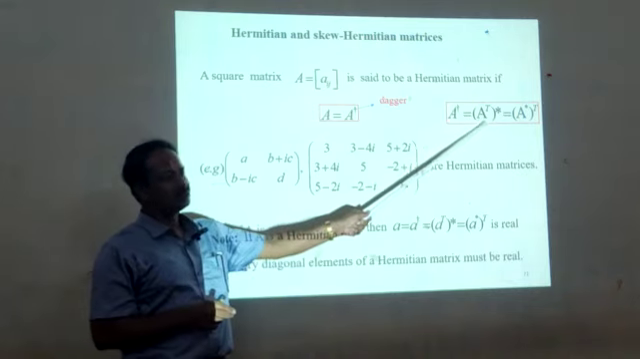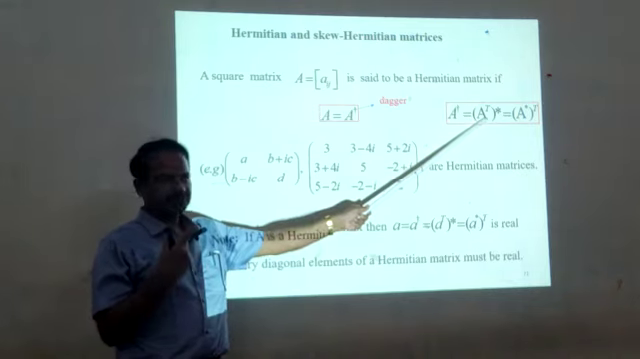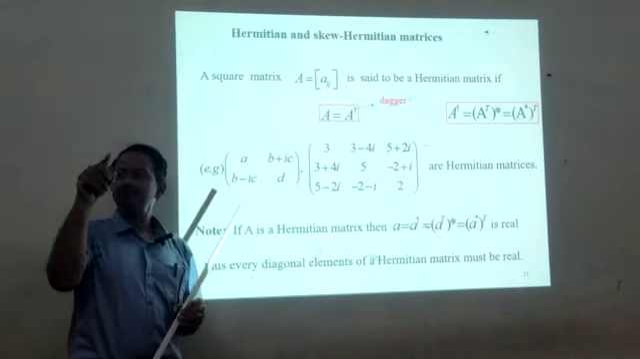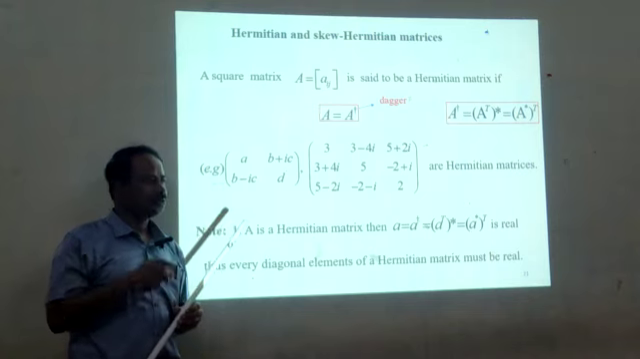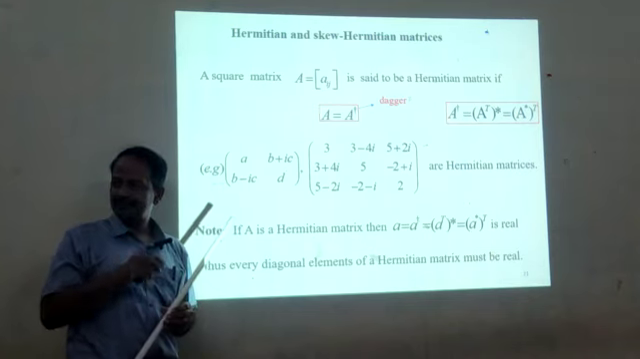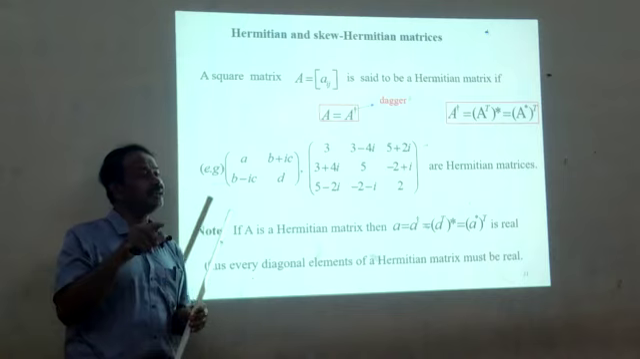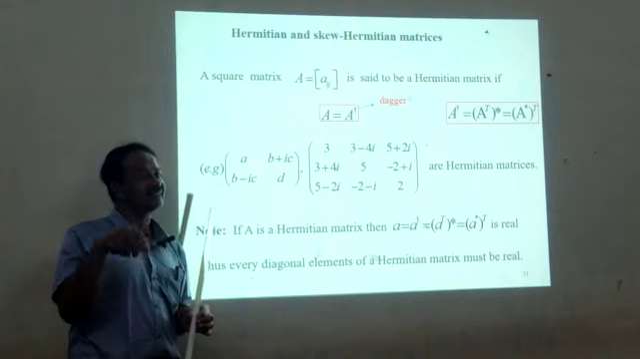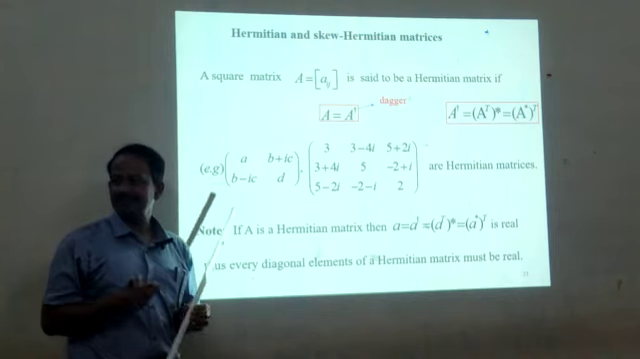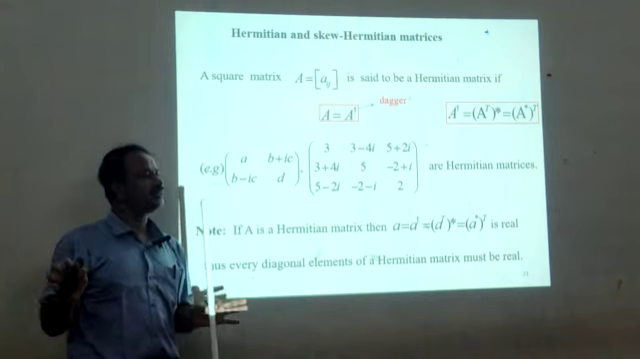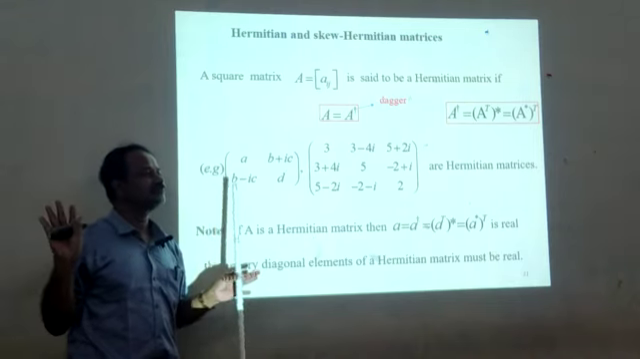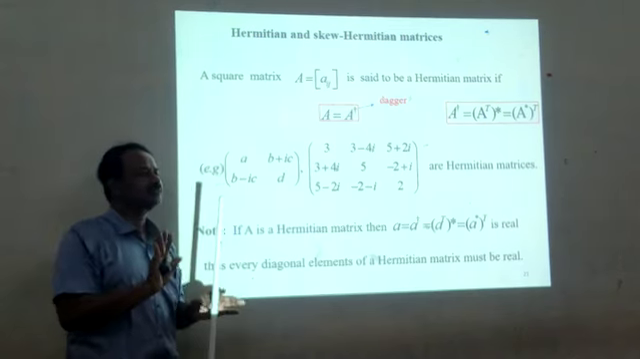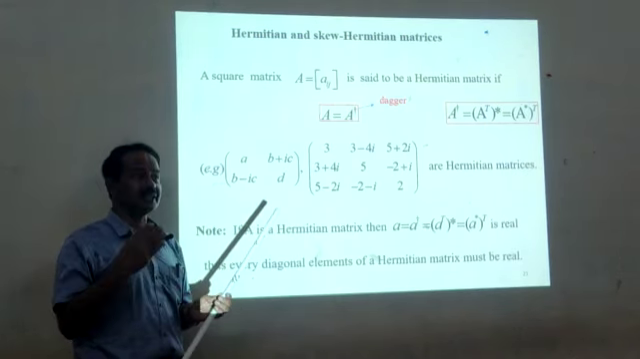You have to apply two rules. The first one is you take the transpose. The second one is you take the complex conjugate. What is the meaning of complex conjugate? i becomes minus i. For example, 5i. What is the complex conjugate of 5i? Minus 5i. Very simple. What is the complex conjugate of minus 6i? Plus 6i. Very good. i becomes minus i, minus i becomes plus i. Wherever you find i, you substitute minus i. Wherever you find minus i, substitute plus i. So that's called complex conjugate.